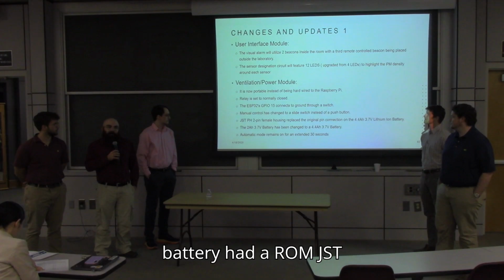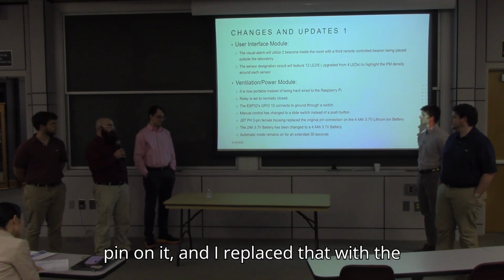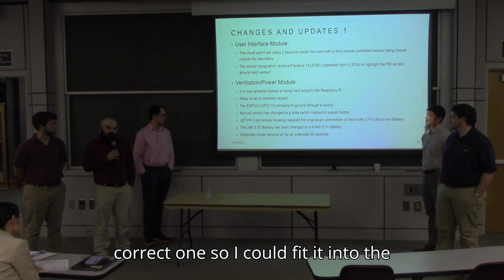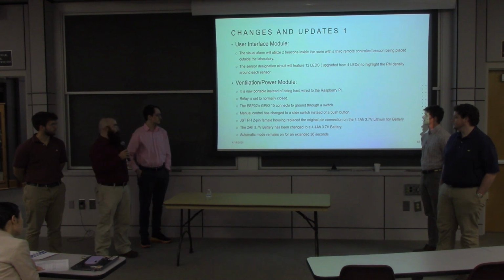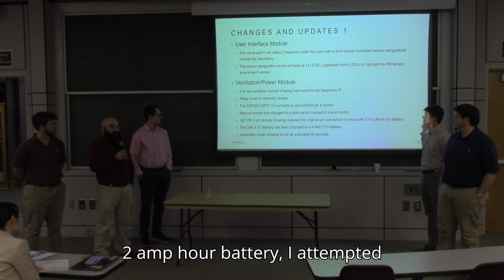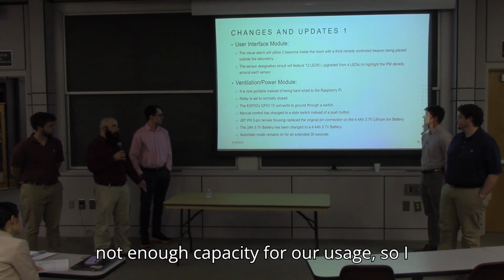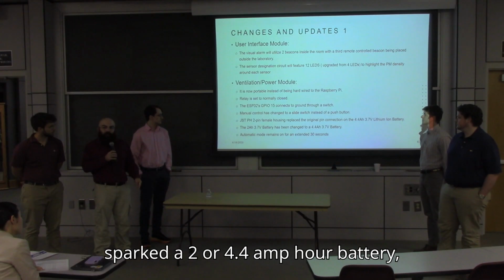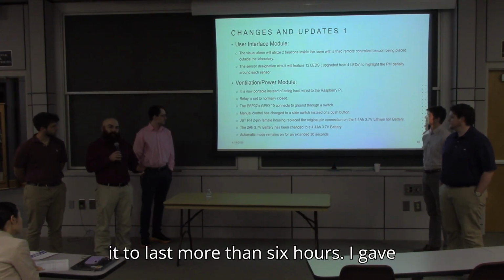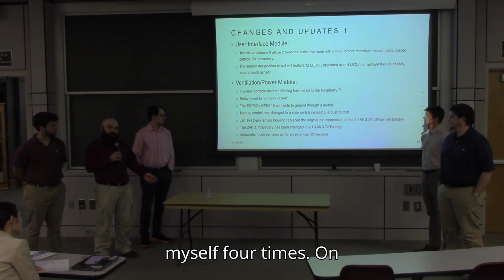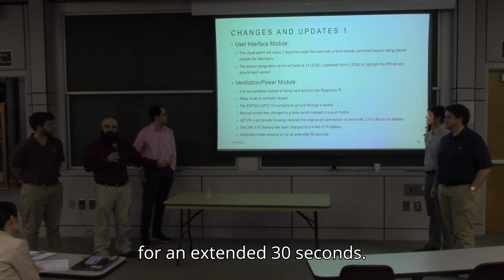The battery had a wrong JST pin on it, and I replaced that with the correct one so I can fit it into the power controller's housing. The 2 amp hour battery, I determined was not enough capacity for our usage, so I swapped it to a 4.4 amp hour battery. It's lithium ion, and I calculated it to last more than 6 hours. I gave myself more time. On for extended 30 seconds.